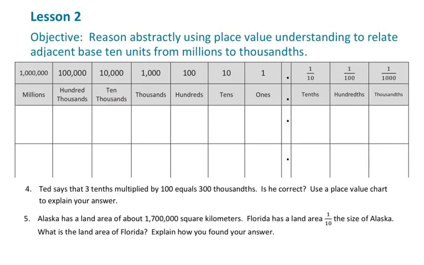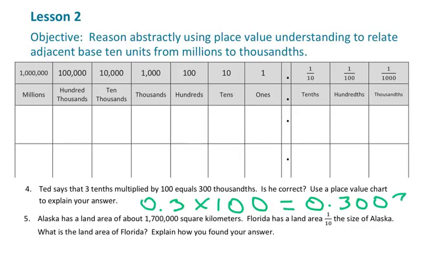Question number 4 says, Ted says that 3/10 multiplied by 100 equals 300 thousandths. Is he correct? Use a place value chart to explain your answer. So we'll do this one on the place value chart. First, I'm going to write down what Ted is saying. He's saying 3/10 multiplied by 100 is equal to 300 thousandths. This is what he's saying.